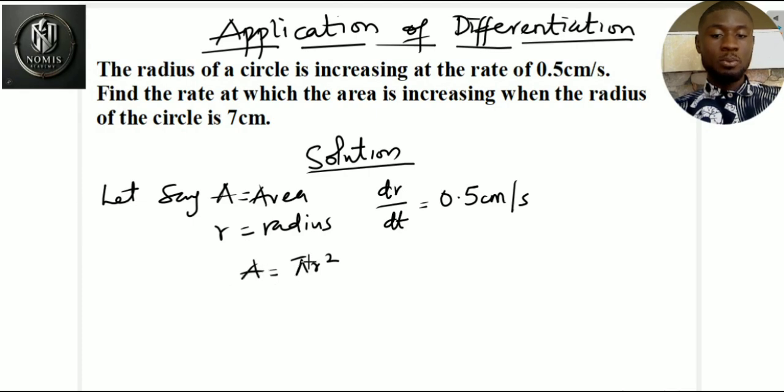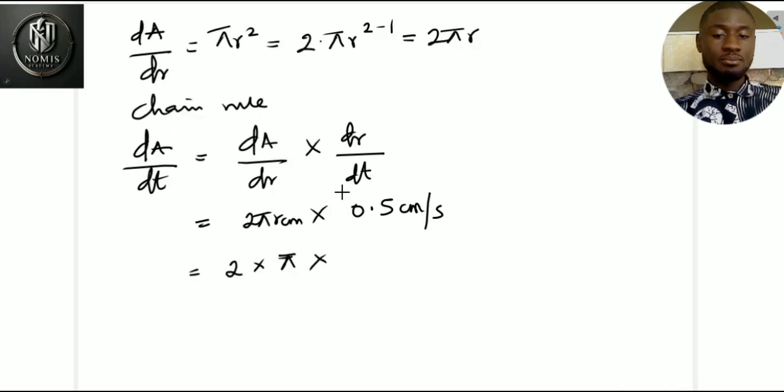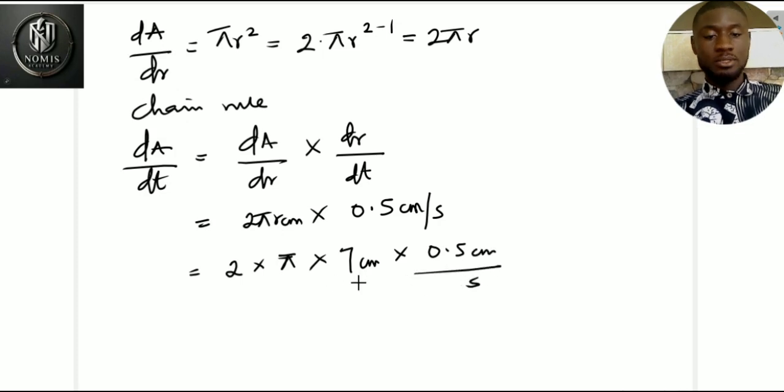So A is equal to pi r squared. So what is now the radius? Find the rate at which the area is increasing when the radius of the circle is now 7 centimeter. So now that the radius is 7 centimeter, we'll put in the value of r, 7 centimeter, here, multiplied by 0.5 centimeter per second. So I can say this is equal to 2 times 7, which is 14 centimeter, so that gives me 14 centimeter multiplied by pi.